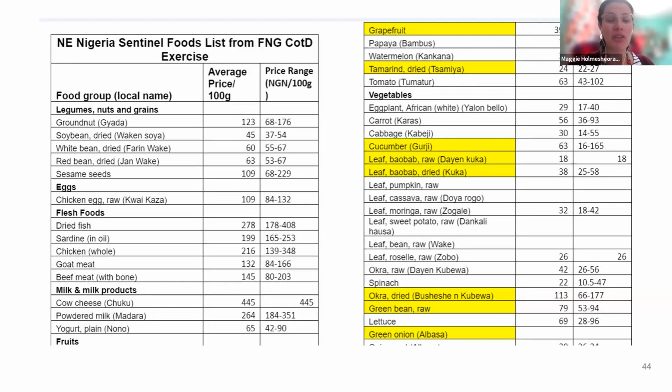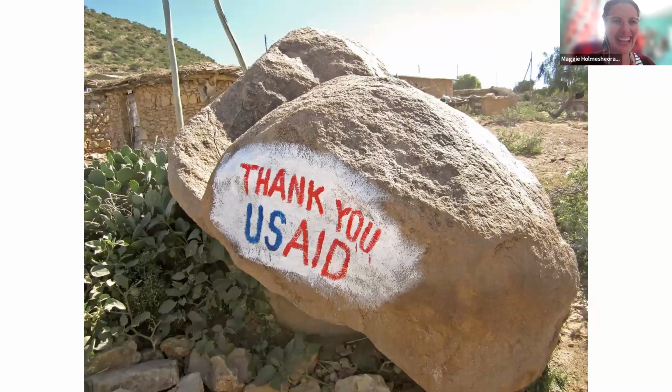And again, I'm not showing you the actual value of the basket here because implementers are calculating the value in their own location based on the foods that are in those baskets. So I think this is my last slide, and I will hand it back to Deanne for the question and answer session. Thank you so much.